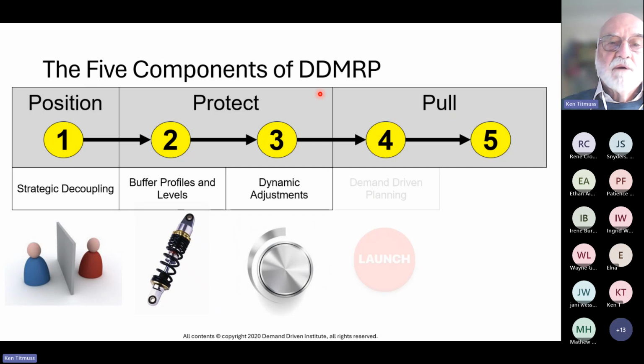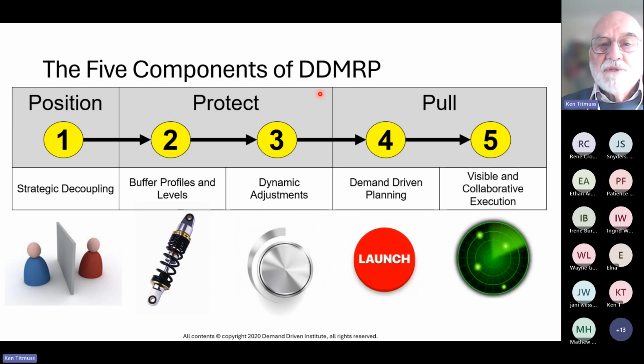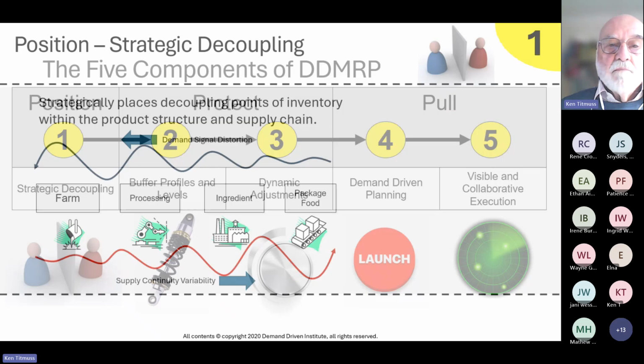And once we have that running, we can then do the demand-driven planning, and we can do visible and collaborative execution. Now, traditional planning systems are purely planning. We don't have any execution linked into that planning system. With DDMRP, we do. It's a huge benefit.